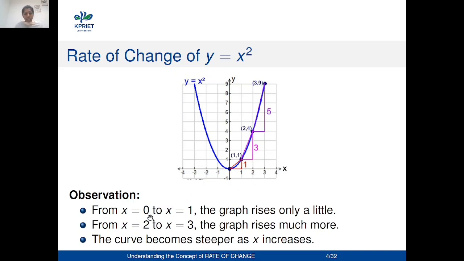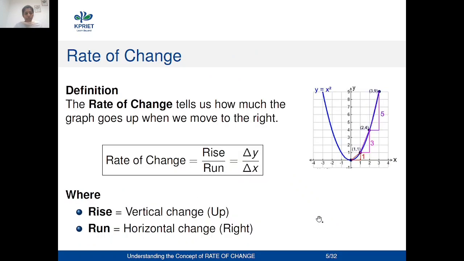Now we can see that from the point x equal to 0 to 1, the graph rises only a little. And from the point 2 to 3, the graph rises much more, which means the curve becomes steeper as x increases.